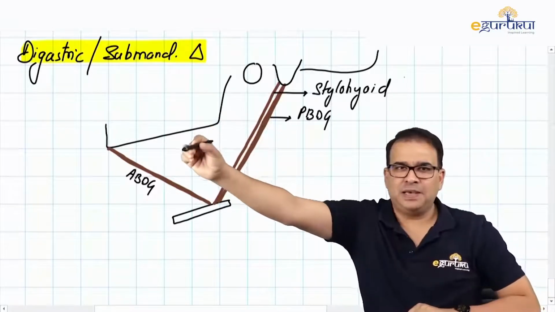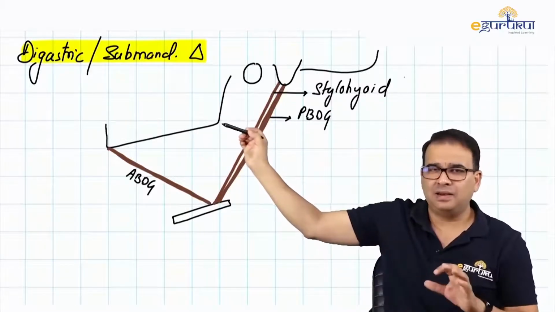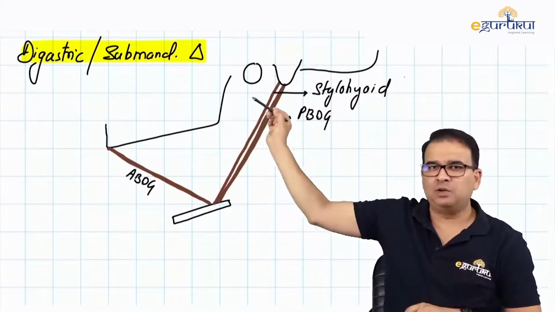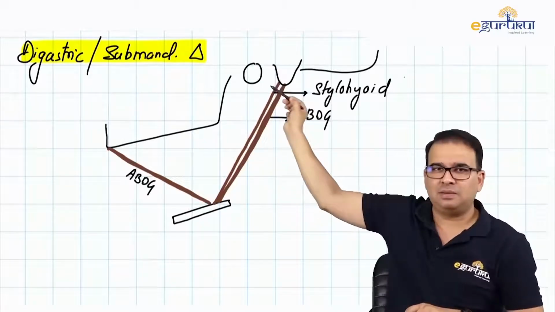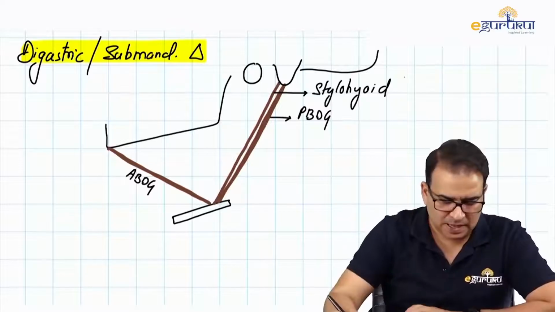The base of this triangle is by the base of the mandible here. You can say the upper boundary or base is by the base of the mandible, and then you can imagine a line connecting the angle of the mandible to the mastoid process. So this is the triangle that we have inside.